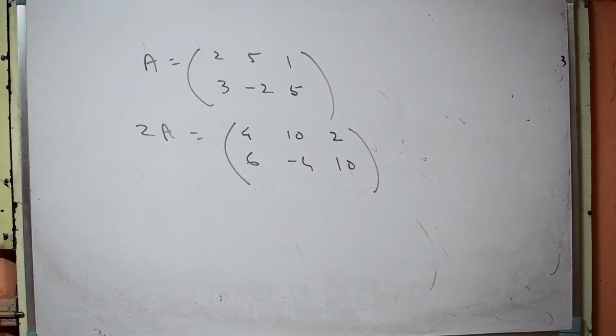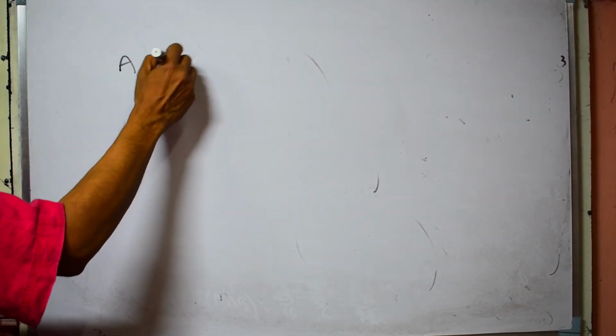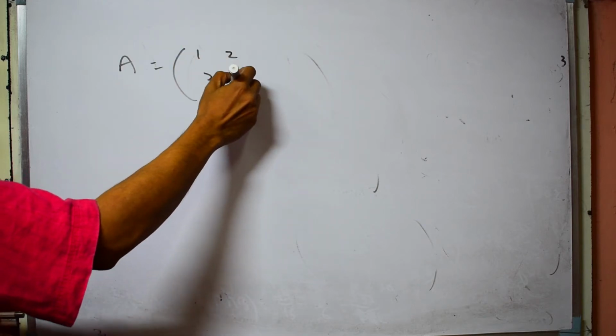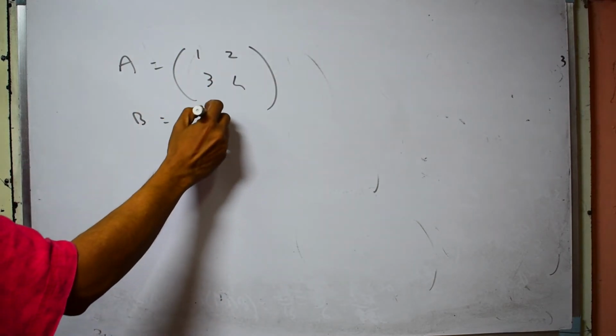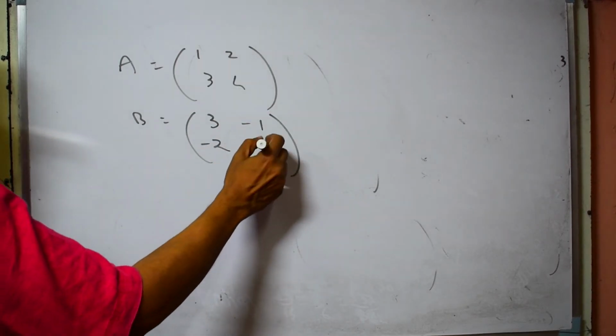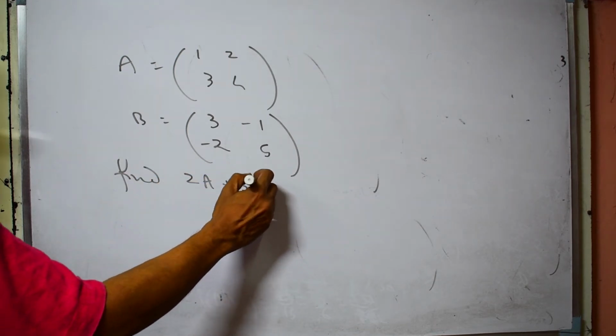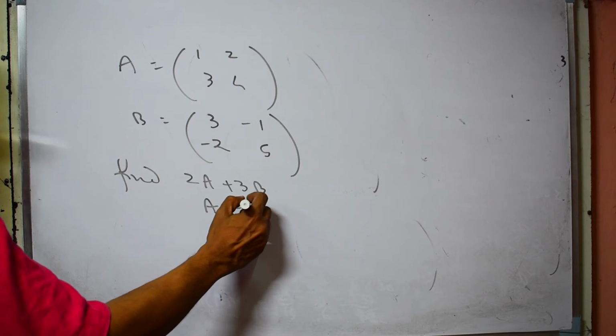So A is a matrix. If I take 2A, then it will be twice the numbers inside. Now we can have some concept, like an example. A and B are given, two matrices are given. A matrix is like 1, 2, 3, 4, and B matrix is 3, minus 1, 2, 5. And they're asking you to find out 2A plus 3B and A minus B.